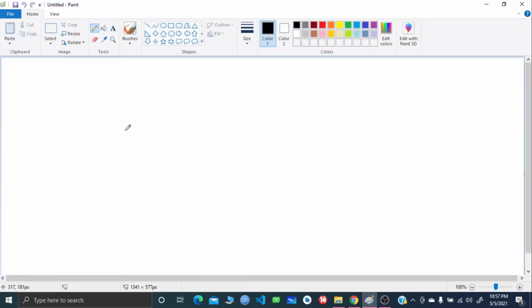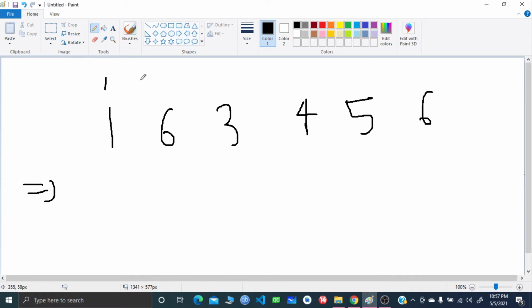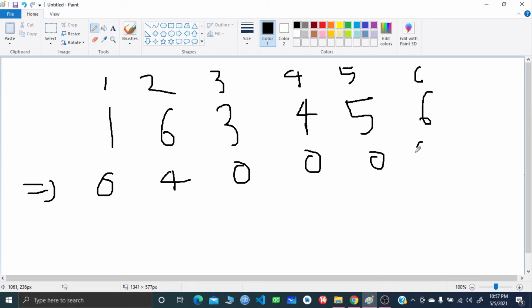Let's take the example 1 6 3 4 5 6 and look at it. What I basically have to do, I know this is my index, 1, 2, 3, 4, 5, and then 6. Remember what I said, when I take the value 1, I'm not inserting value 1 inside my array's value on that particular index. Instead, what I'm inserting is A[i] minus i. So here it will be 0, here it will be 6 minus 2 which is 4, here it would be 0, 0, 0, and also 0.